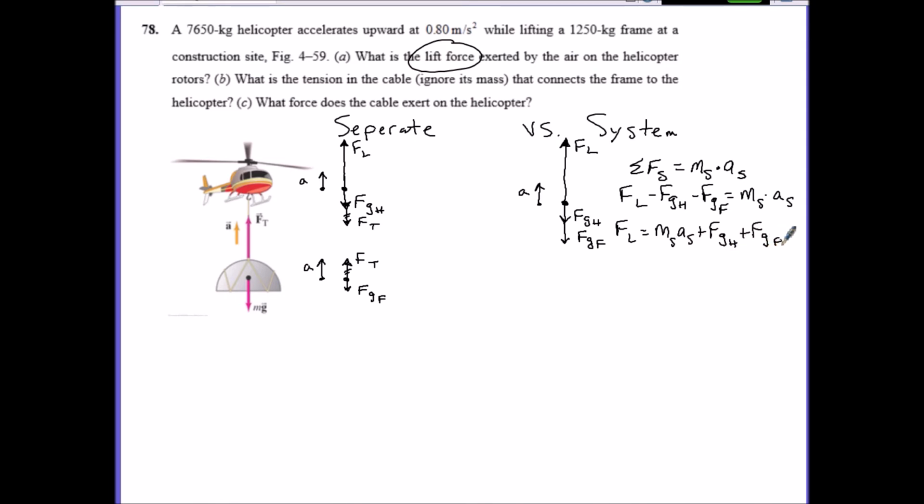Okay. And there we go. We could start plugging in numbers, but I want to go a little bit further here. I want to try to put in some other variables to replace these equations and see if we can simplify even further. So the lift force.